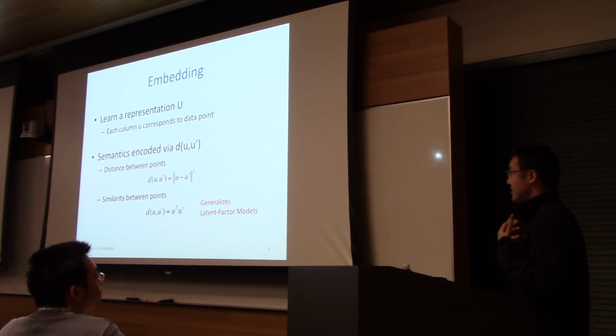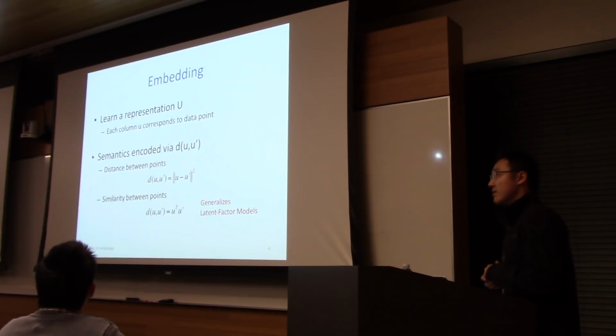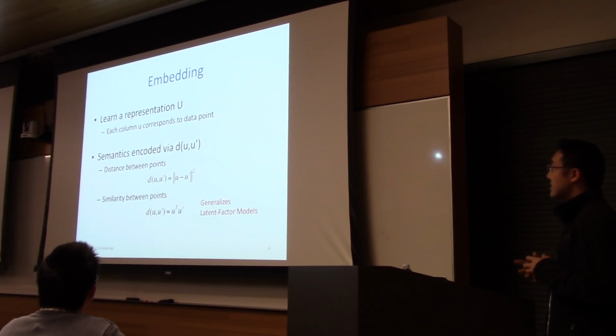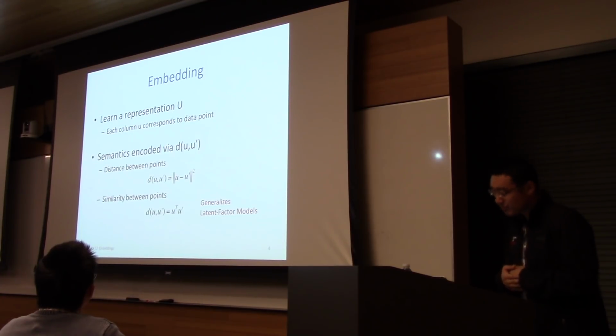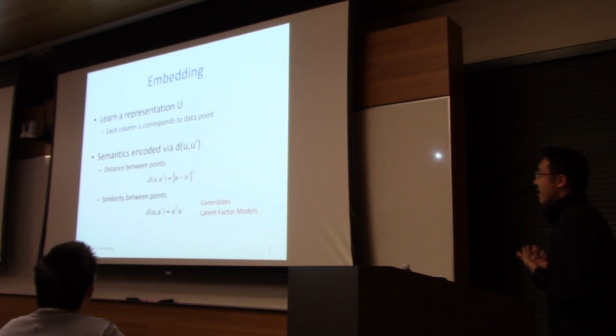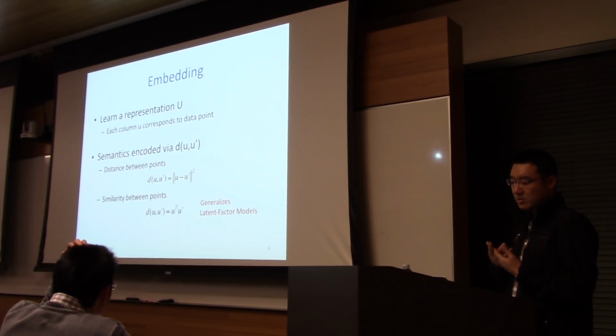Okay, embeddings. So the goal is to learn some representation U, and I use this matrix U to denote the same semantics as the U in latent factor modeling, right? And so each column of U, a little u, represents a representation, I guess in this case, of a data point. So not exactly the same semantics. And so semantics are encoded via some distance function, or rather, they're encoded by two notions of similarity.